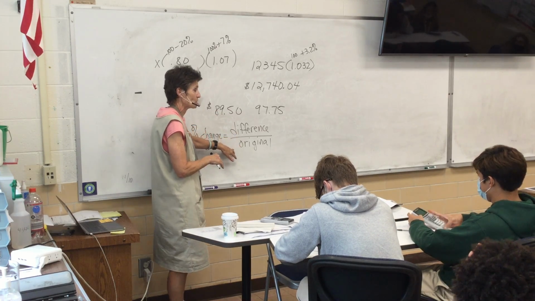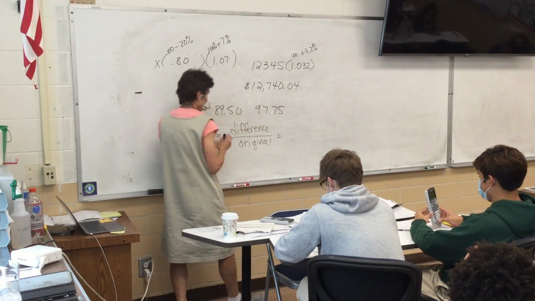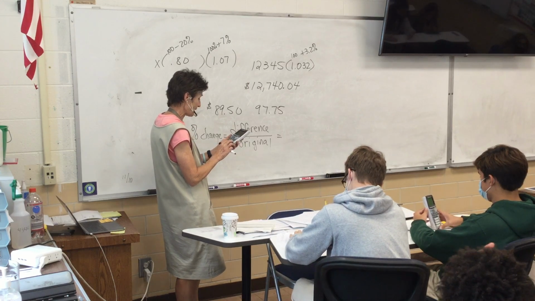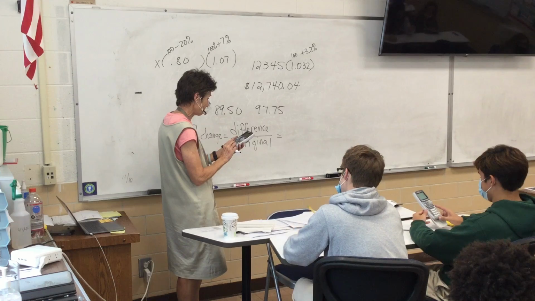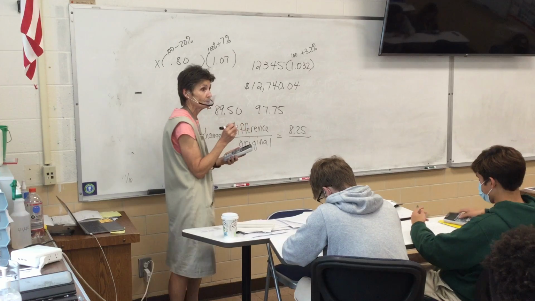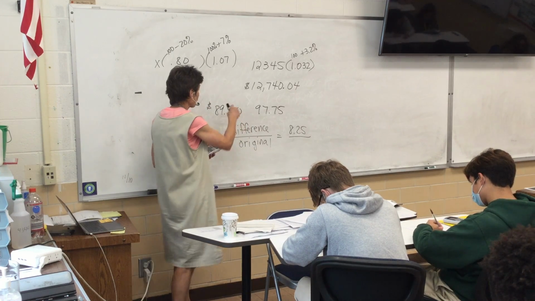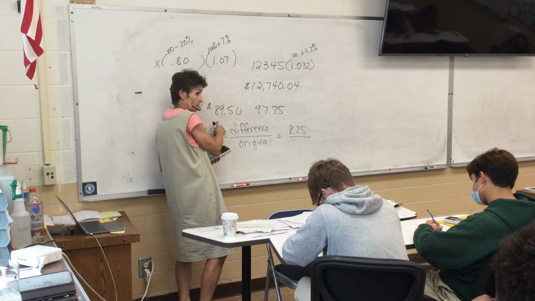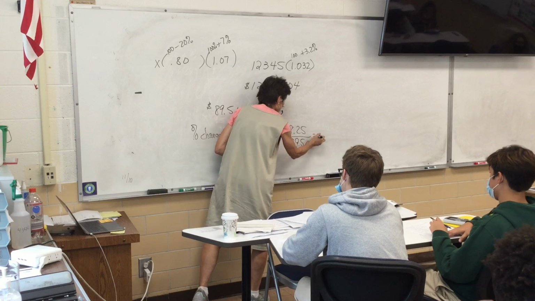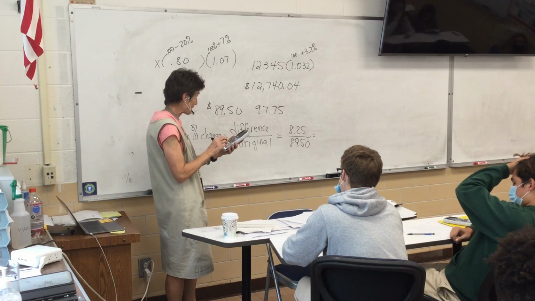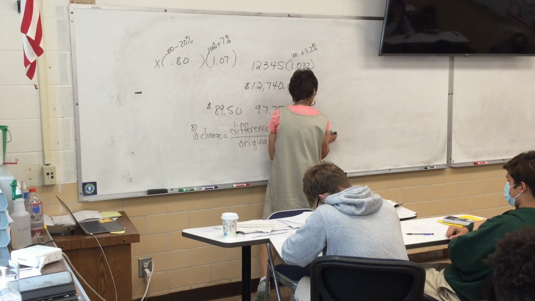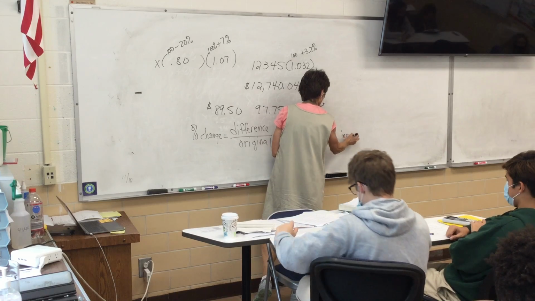difference over the original. So for this problem, the difference is, I'm embarrassed that I have to type this in on my calculator, but I am. 8.25 is the difference. Would everybody agree with that? And then the original value is the first number, which is 89.50. So I'll just do that division on my calculator, and I get a 9.2% increase.